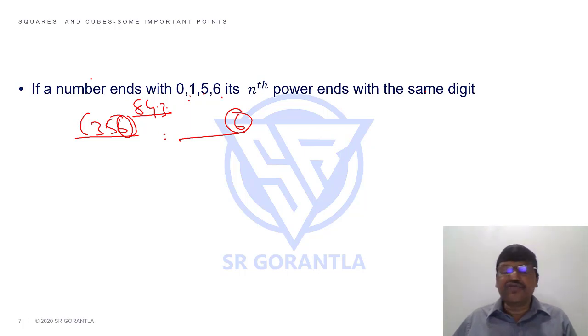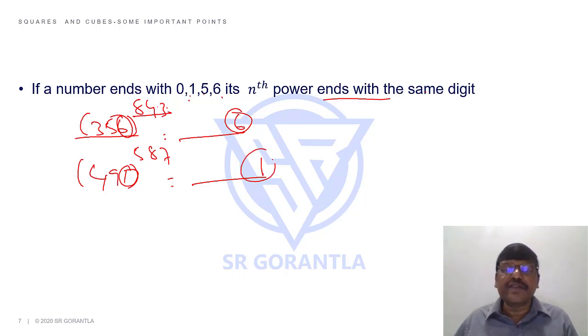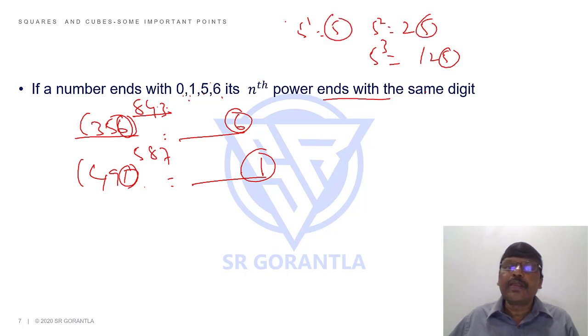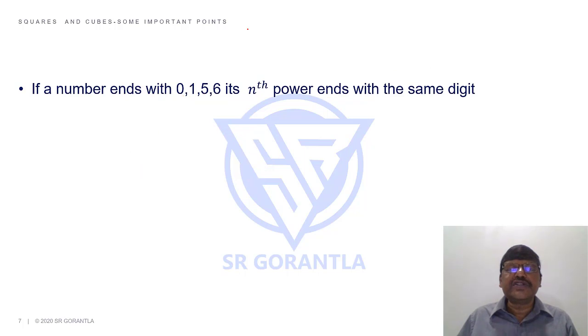If a number is ending with 1, suppose I ask you 491 to the power 587, again what happens, because the unit place is 1, the last digit I am talking about, it ends with 1 again. Similarly, if a number is ending with 0, it will end with 0. 5 also: 5 power 1 is 5, 5 square is 25, 5 cube is 125, it always ends with 5. Right, students? Okay.